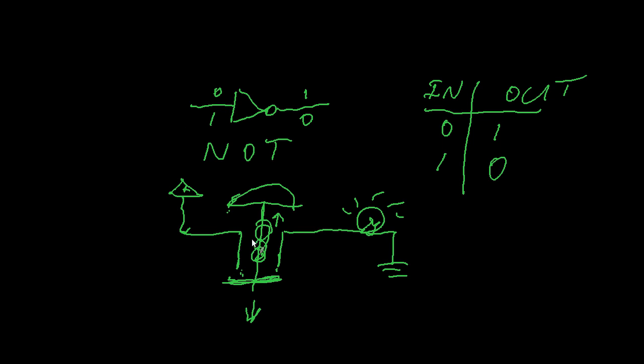So that is the circuit for a NOT. That is the function of a NOT. It simply reverses whatever you have at the input. It gives you the opposite of that at the output. So if you put no volts at the input, you get a voltage at the output. If you put a voltage at the input, you get no volts at the output. Okay?